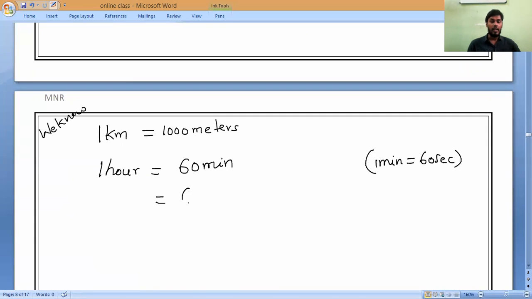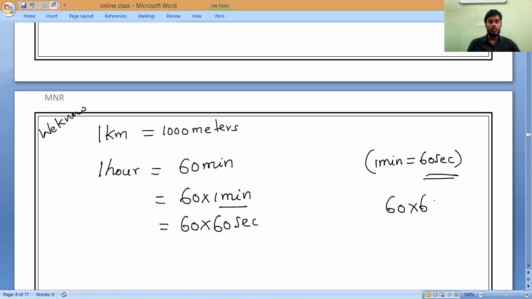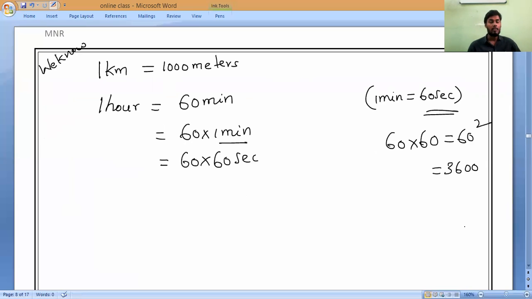So now can I write this as 60 into 1 minute? Is it right or wrong? Right, sir. Now 60 into, in place of 1 minute, what can I write? 60 seconds. Now 60 into 60, which is equal to 60 square, which is equal to how much? 3600. Which is equal to how many seconds, guys? 3600 seconds.